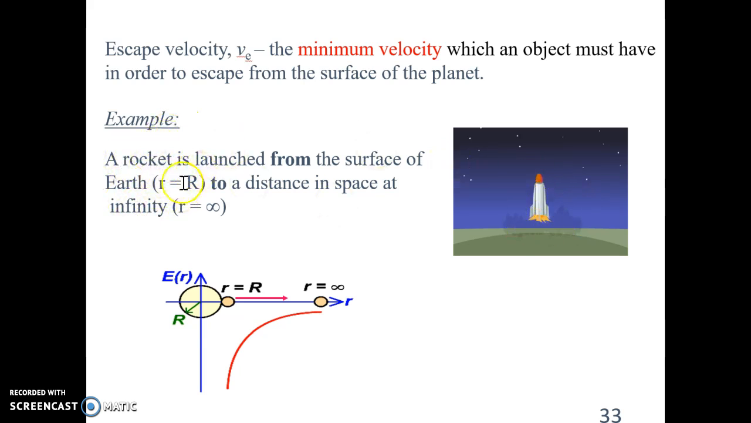We have a rocket that is to be launched from the surface of Earth. This is our Earth, and this is the surface of Earth. We want to launch the rocket from the surface into space. The distance to space is very far, so we symbolize it as infinity. From the graph here, we want to launch the rocket from the surface of Earth, r equal to the radius of Earth, to r equal to infinity.